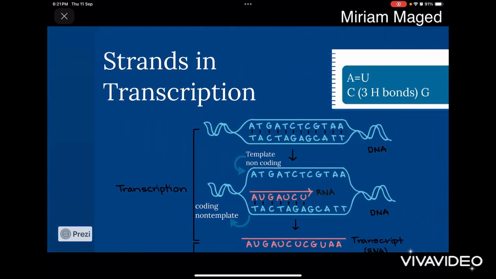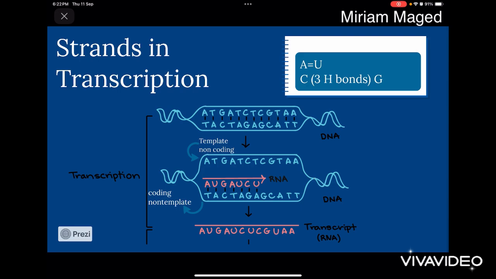Then we have the strands for transcription, where the strand that is above is going to be the template encoding. It's template because, as you can see, the mRNA formed is going to be just identical to it, except that T is U in the RNA. Anyways, it is identical, as well as non-coding.